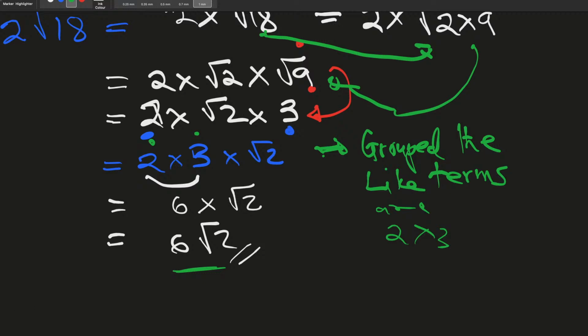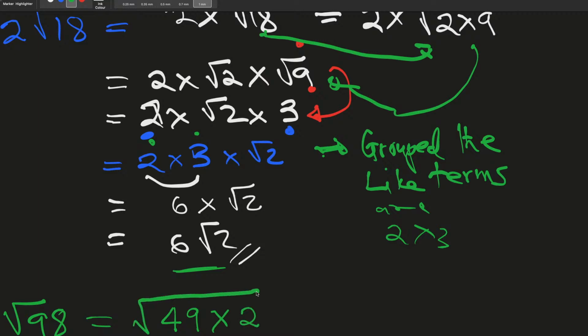The next one says surd of 98. We should simplify it. Surd of 98. We know 2 will go into 98, 49 times. And so this will be 49 times 2 all over the surd, because this will give us 98. So now we can say surd of 49 multiplying surd of 2, because they are all carrying the surd.